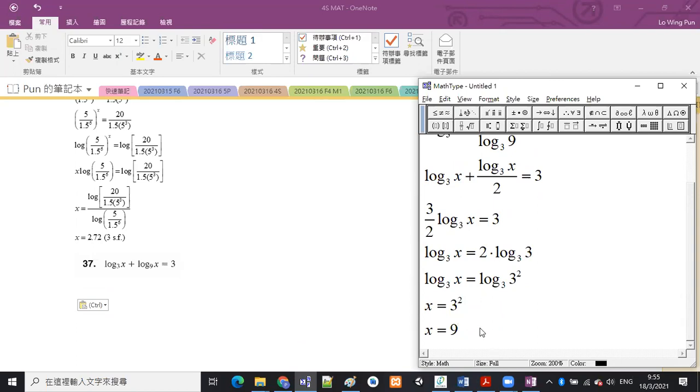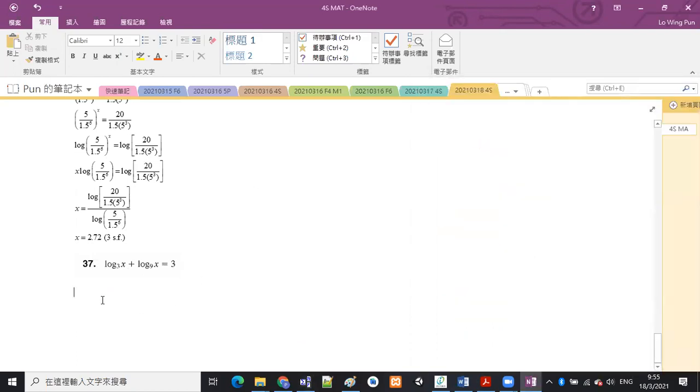And you need to check whether 9 is okay when it is put back to the original equation, okay? Will it have math error? No, it is okay. So 9 is an answer.